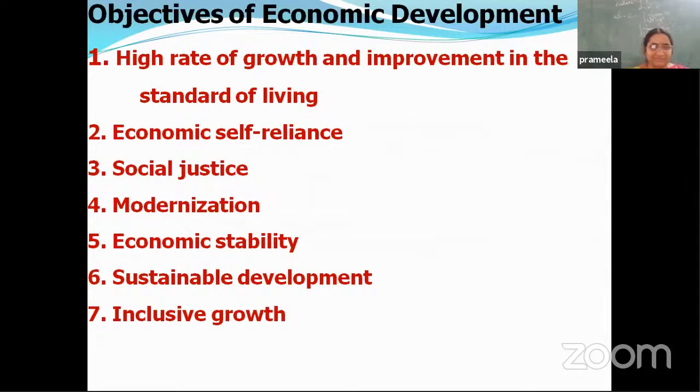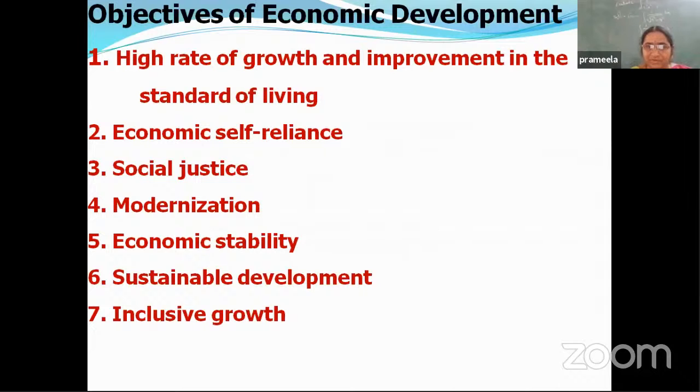Next one, modernization. Achieve modernization, that means using improved new technology in the economy, and it is one of the important ones. Then achieving economic stability, and without inflationary conditions we have to achieve the development. So non-inflationary development in the economy is another objective, and achieving sustainable development, that means we have to reduce the dependence on other countries, then only is it possible to achieve sustainable development in the economy and inclusive growth.